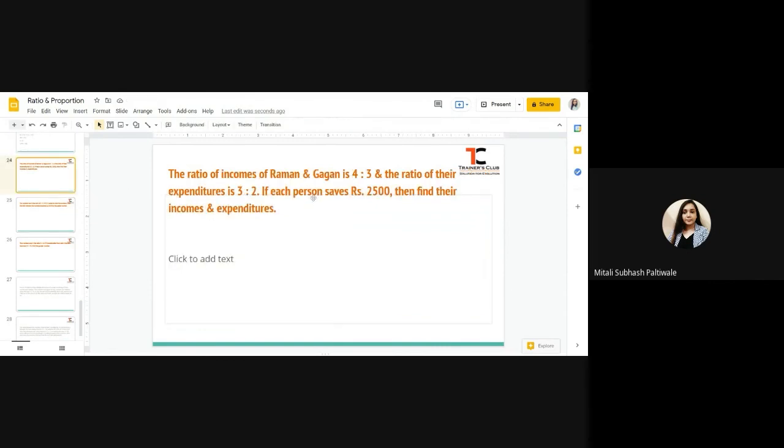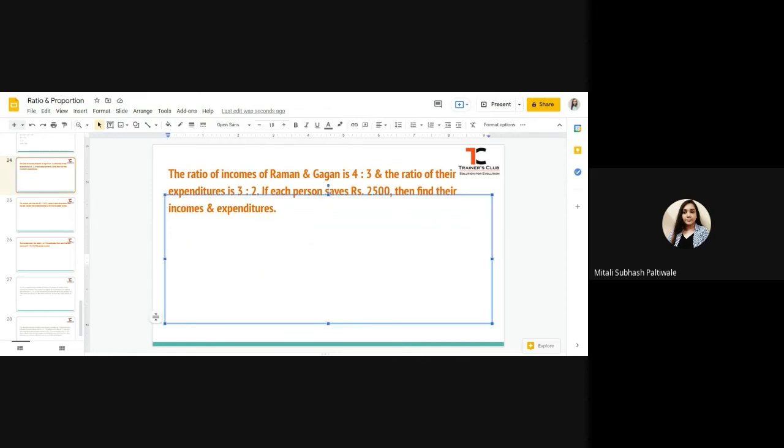Now let's get on to this example, which says the ratio of incomes of Raman and Gagan is 4 is to 3. Ratio of their expenditures is 3 is to 2. If each person saves 2,500, find their incomes and expenditure. Now here there is something which I should tell you. We have to make sure that we write all those things whichever are given in the question.